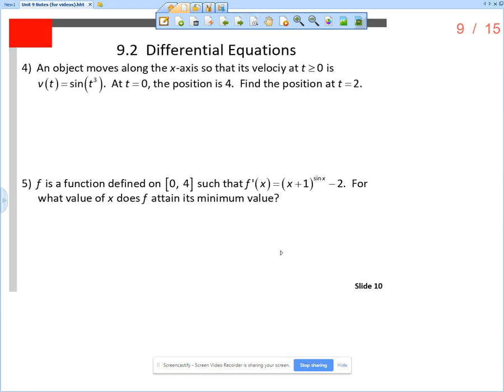All right, an object moves along the x-axis so that its velocity at t greater than or equal to 0 is v of t equals sine of t cubed. At t equals 0, the position is 4. Find the position at t equals 2. So this is almost the exact same thing.